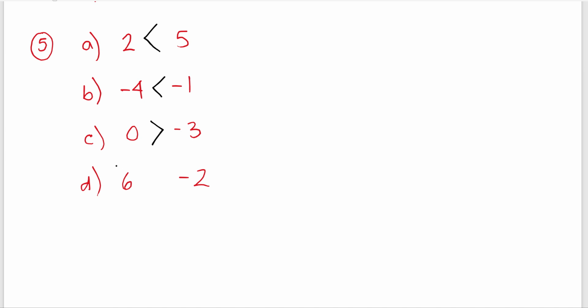Okay, what about 6 and negative 2? I know that this one is positive, therefore it is to the right of that 0, and this one is negative, therefore it is to the left, therefore this one has to be bigger. And you can use your number line to compare this.